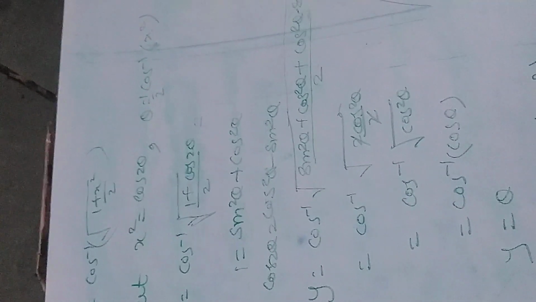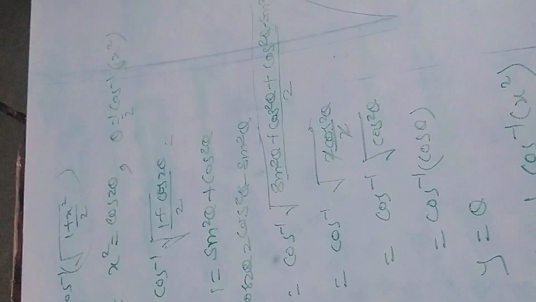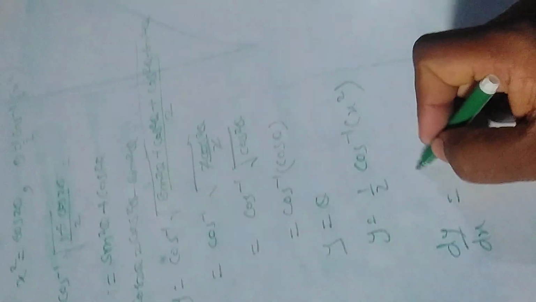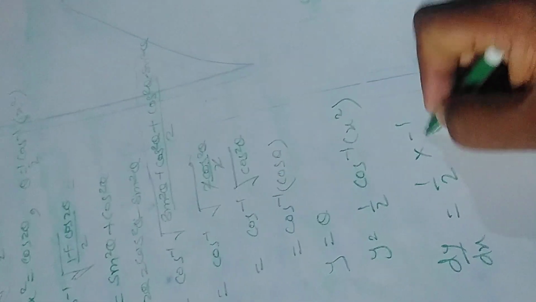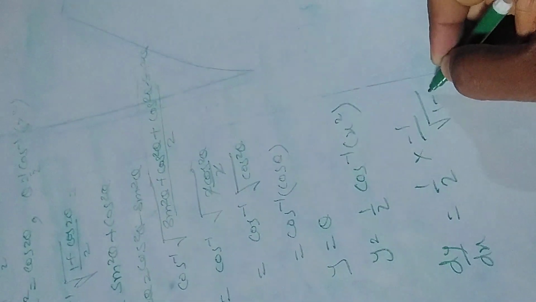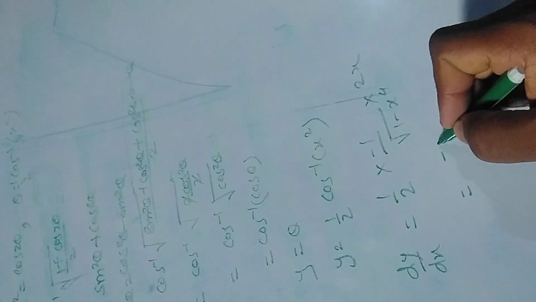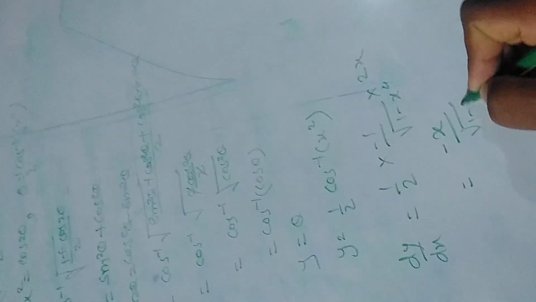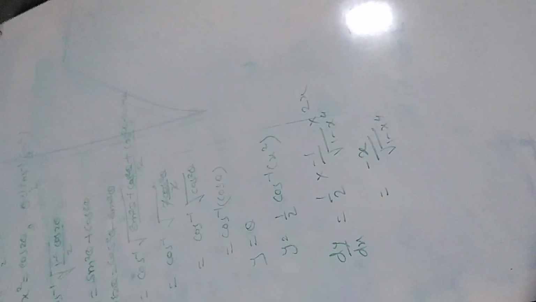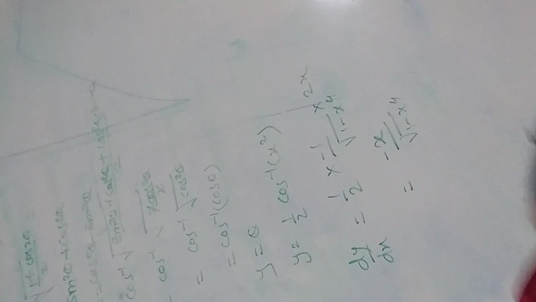So let us find out its derivative. dy by dx will be 1 by 2 as it is, derivative of cos inverse is minus 1 upon under root of 1 minus x square, that is x raised to 4, into derivative of x square, which will be 2x. So in the next step the 2 will get cancelled, it will remain as minus x upon under root of 1 minus x raised to 4. So let us see the next example.